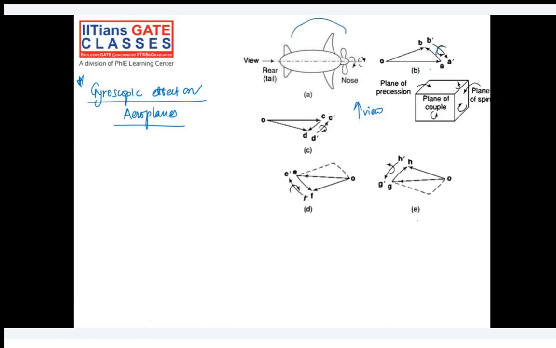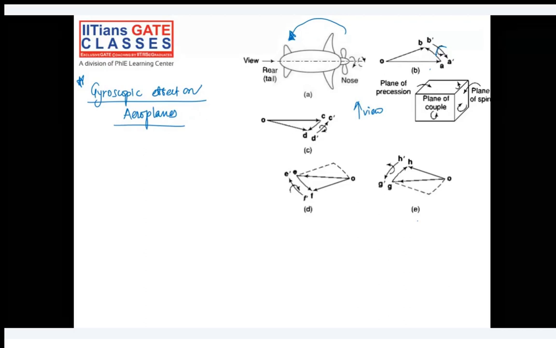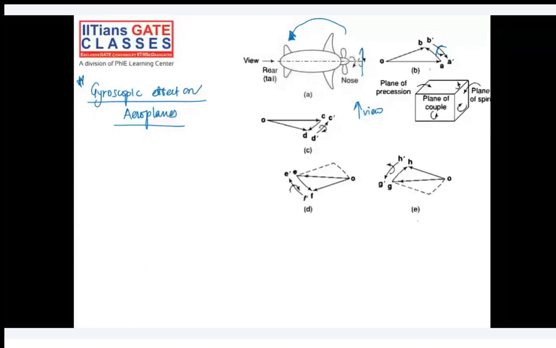So what will happen? The interpretation of this vector shows us that the couple acts in the vertical plane and in counterclockwise direction. Okay, so if you are seeing from this side, it is acting in a counterclockwise direction. And how you can interpret out of this, or what it indicates to us, is that it will raise the nose, okay, and lower the rear or tail part of the aeroplane.